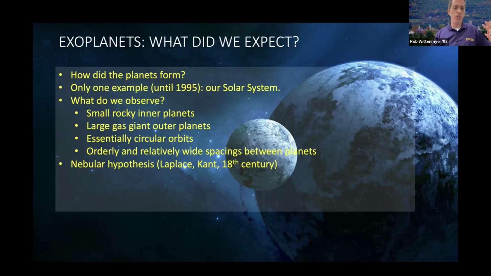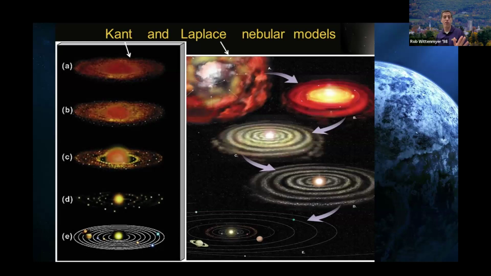And this led to, quite some time ago, the Kant-Laplace nebular models. Now, to first order, this is essentially the way modern planet formation understands it. There's some other details we don't need to get into, but this is basically how it works. Big clump of gas and dust collapses, forms a star in the center. There's a disk of material that spreads out, and that ultimately coalesces into planets. So as far as we know, what we think now is that planets basically form this way, in this nice orderly pattern.